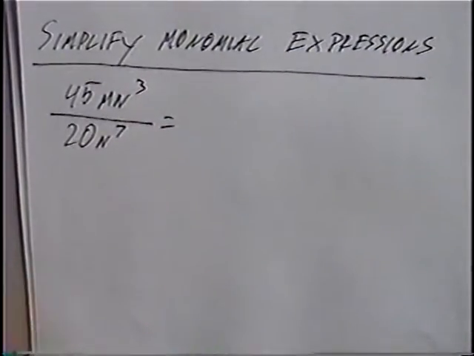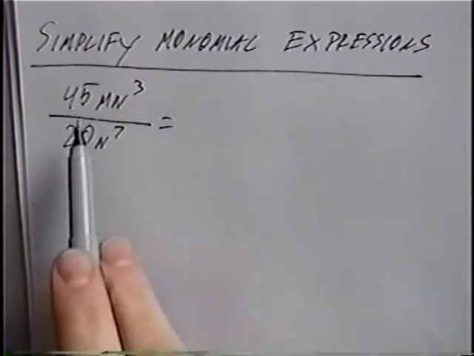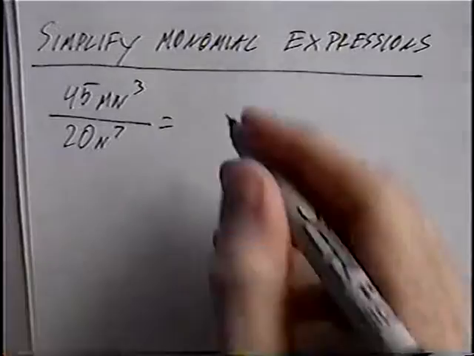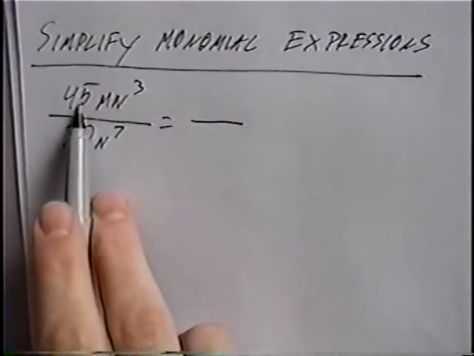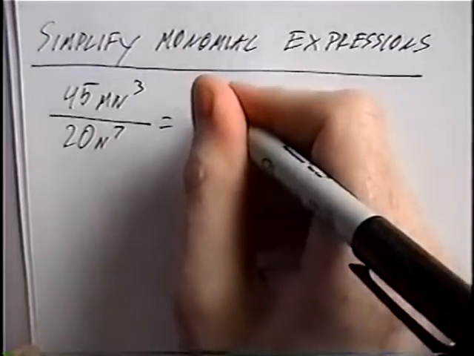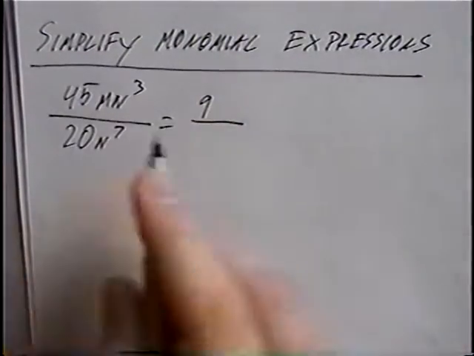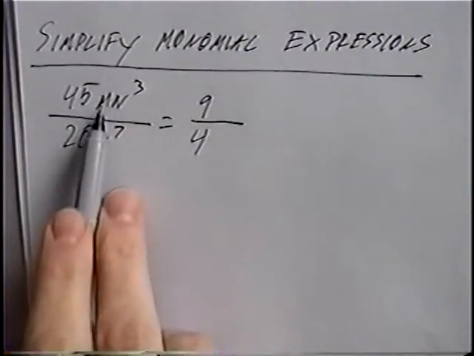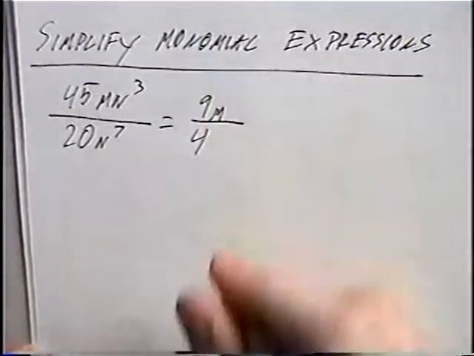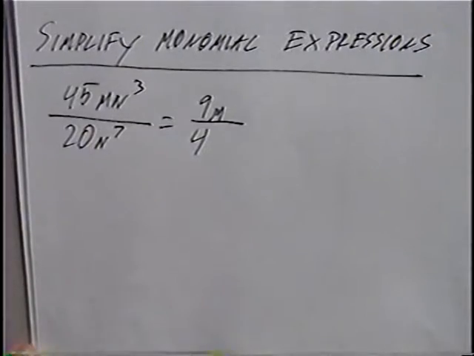Simplifying monomial expressions is just like simplifying fractions. If you have 45 and 20, you can reduce that fraction. 5 goes into each of these. 45 divided by 5 would be 9. 20 divided by 5 would be 4. There's only a single m in the problem, so m would stay the same.